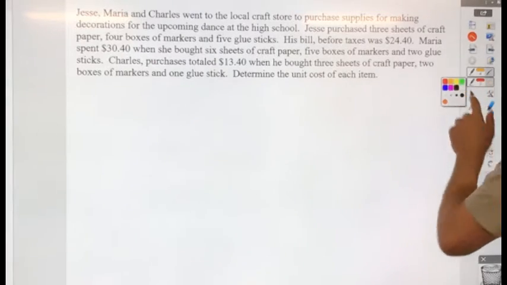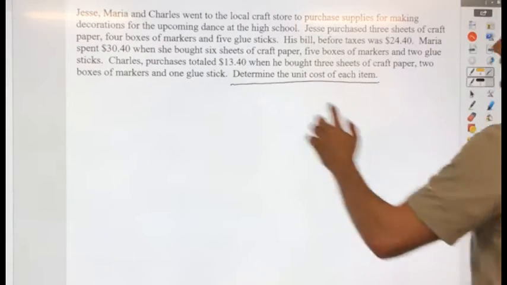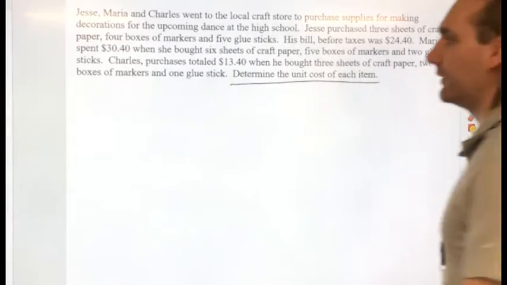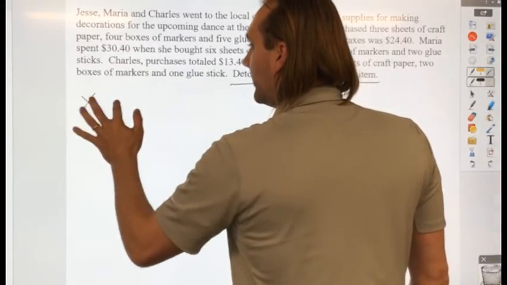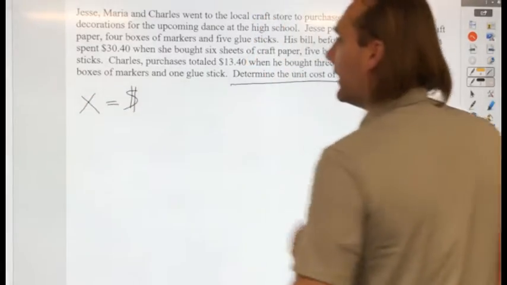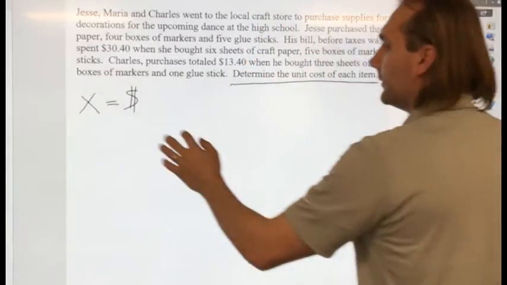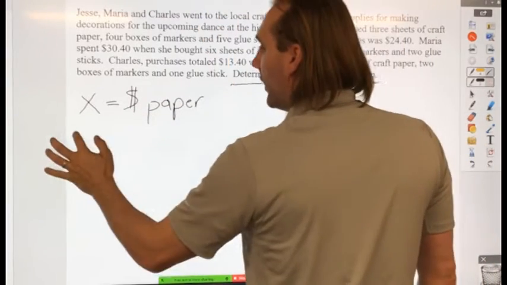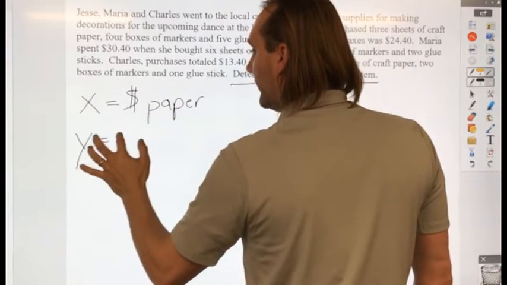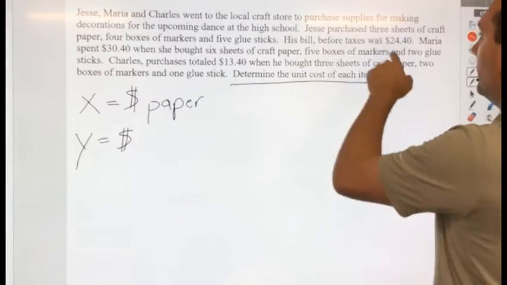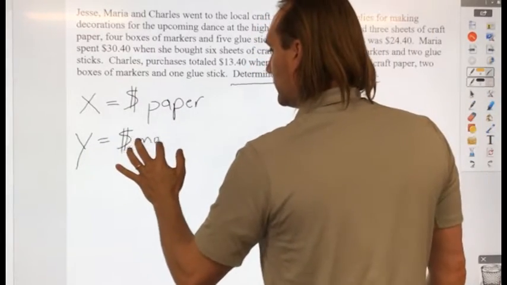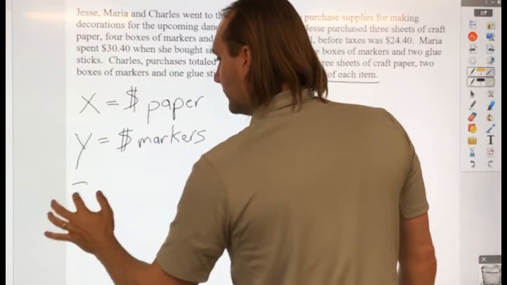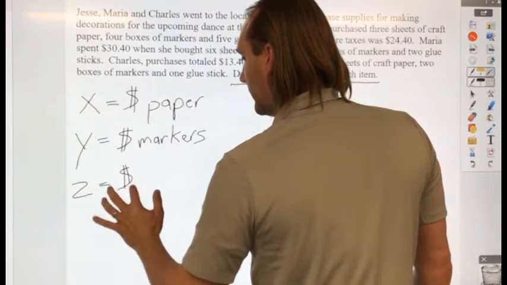So like I mentioned yesterday, the last sentence usually tells us our variables. So I want to know what is the cost of each of these 3 items. X will be the first, where I have, what do we have? Paper. And then I'll call Y the price of markers. Which means Z will be glue sticks, the price of glue.